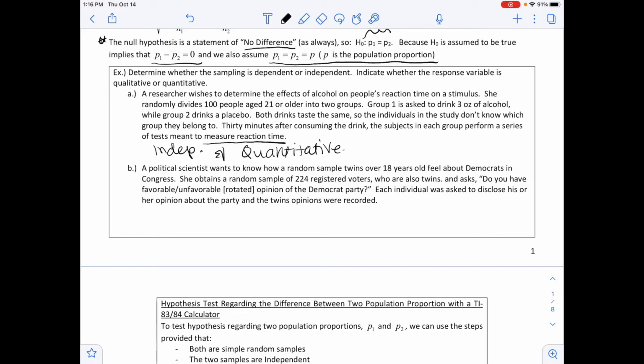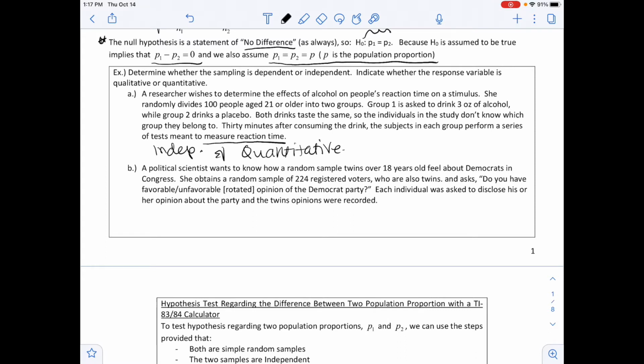Part B says a political scientist wants to know how a random sample of twins over 18 years old feels about Democrats in Congress. She obtains a simple random sample of 224 registered voters who are also twins and asks, do you have a favorable or unfavorable opinion of the Democratic Party. Each individual was asked to disclose his or her opinion about the party, and the twins' opinions were recorded.